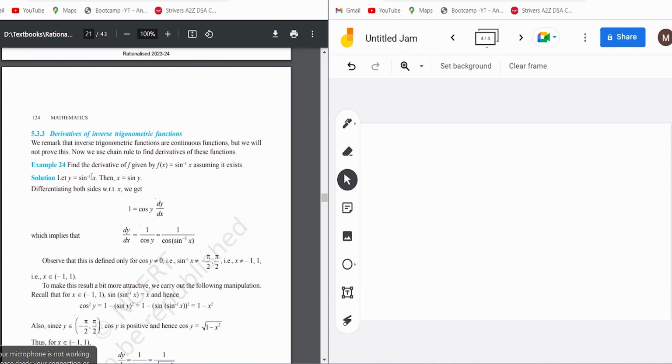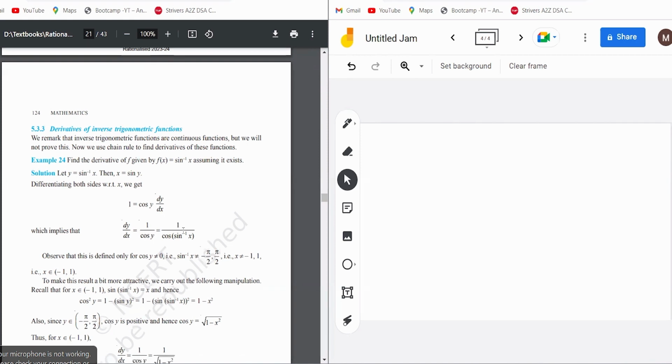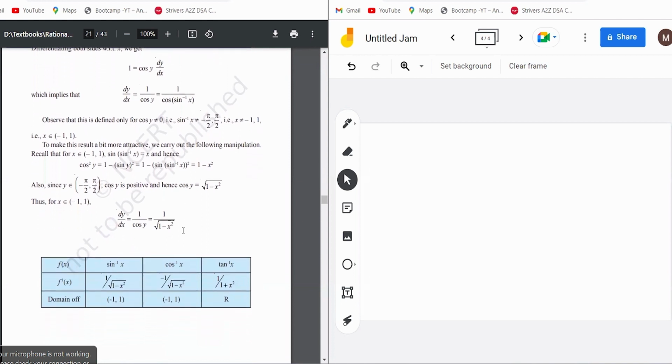Y equal to sine inverse x, take sine to that side, you will get x equal to sine y. Now differentiate both sides. D by dx of x would be 1. D by dx of sine y would be, first the differentiation of sine, which is cos y, then the differentiation of y, which is dy by dx. So from here we can get dy by dx equal to 1 upon cos y. Then again put the value of y, so we will get 1 upon cos of sine inverse x. This is how we do the differentiation of inverse trigonometric functions.